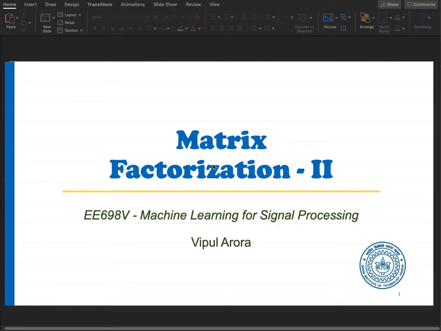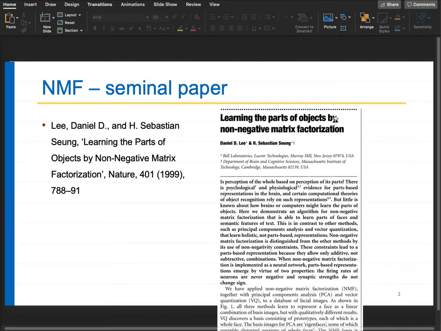Okay, so good evening. So today we are going to discuss matrix factorization, the discussion which we were having before your mid-sem recess. So what is matrix factorization?